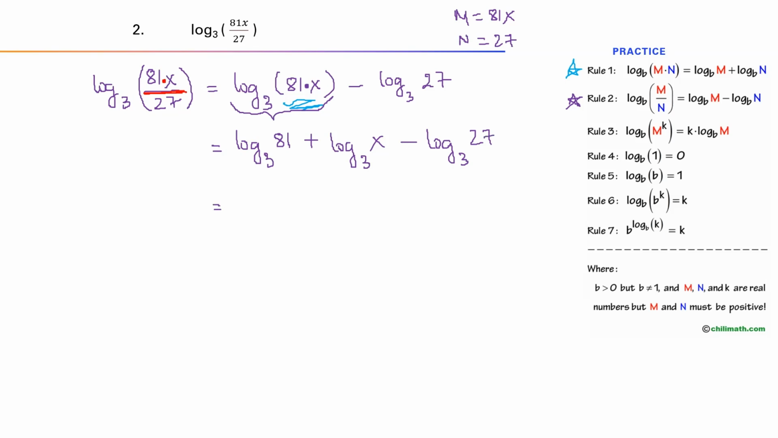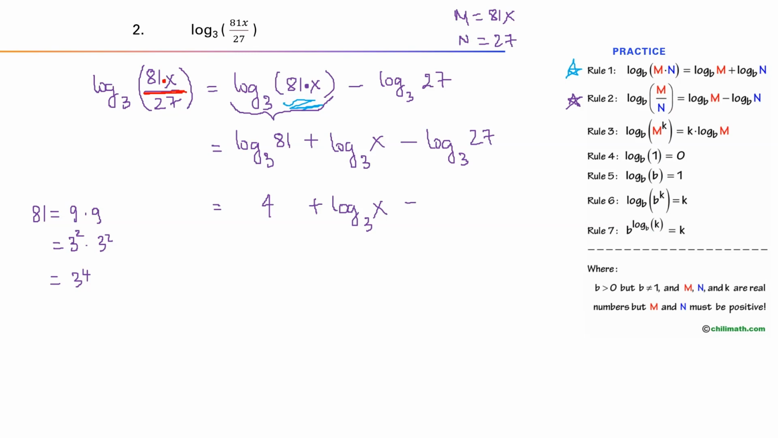Okay, 81 is 9 times 9. 81 is 9 times 9, which is 3 squared times 3 squared, that is 3 to the power of 4. So 3 raised to the power of 4 is equal to 81, plus log base 3 of x. We could not simplify that.